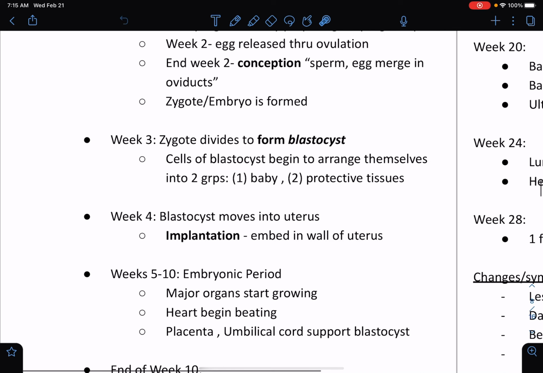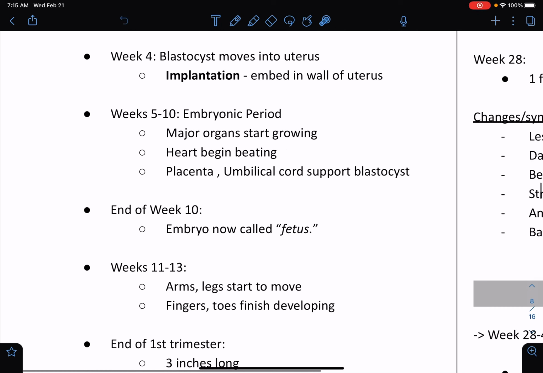Now, for week 4, the blastocyst moves into the uterus, and implantation happens here. The blastocyst is embedded in the wall of the uterus. Now, for weeks 5 to 10, this is called the embryonic period. Major organs start to grow. The heart begins to beat. This is one big sign that a woman is pregnant. And the placenta and umbilical cord support the blastocyst. So, particularly the umbilical cord, it's responsible for providing nutrition to the blastocyst.